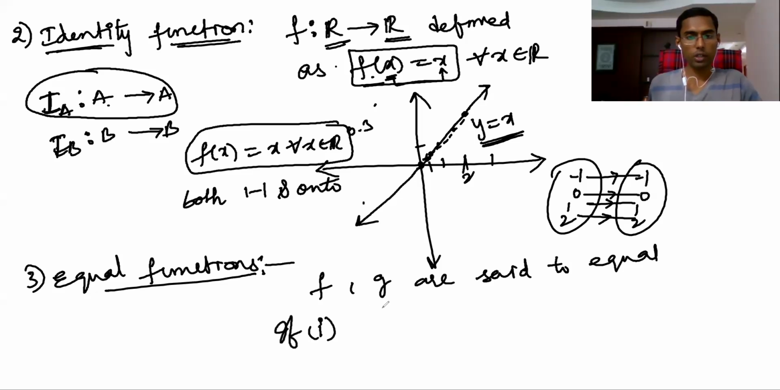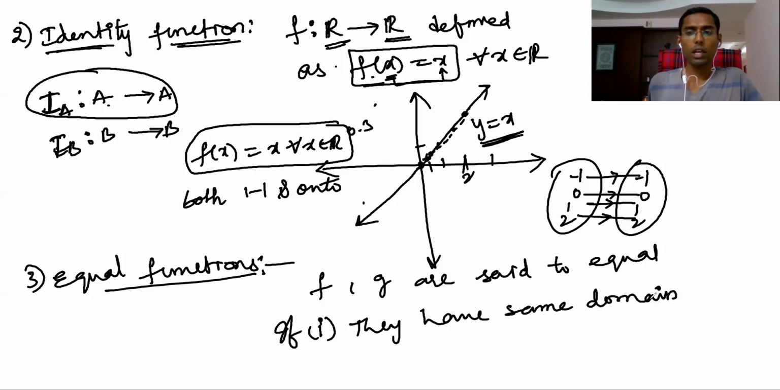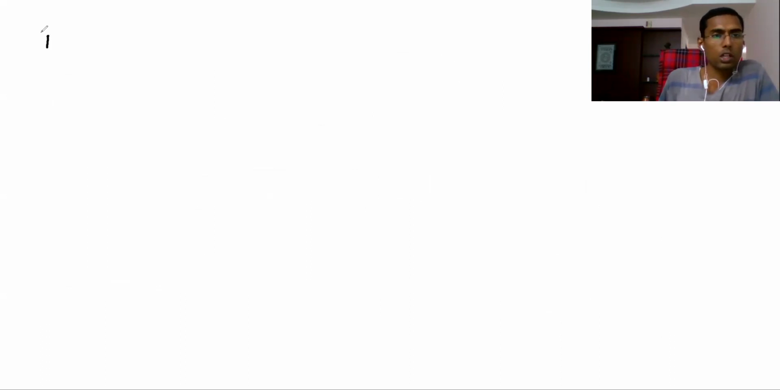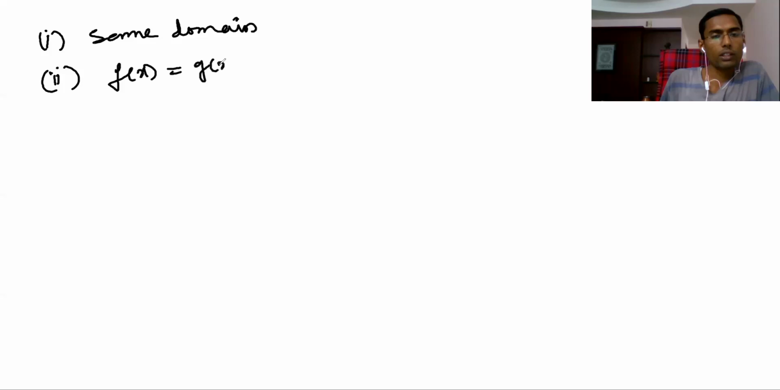First condition: if they have the same domain, or they are defined on the same domain. What is the first condition? Having the same domain. That's the first condition. What is the second condition? The second condition is f of x equal to g of x for all x belongs to the domain.